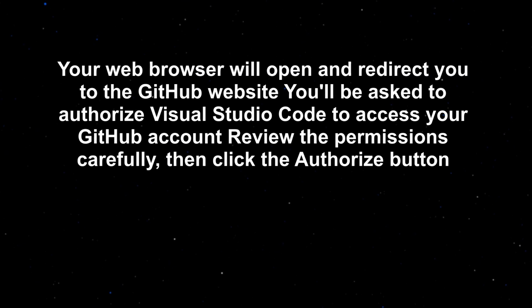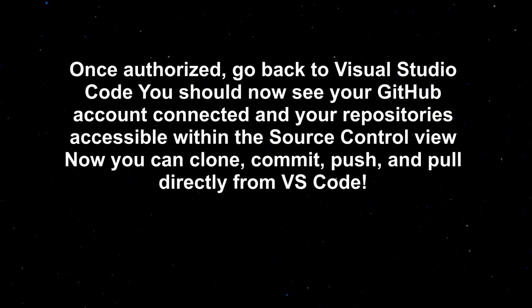Click Allow. Your web browser will open and redirect you to the GitHub website. You'll be asked to authorize Visual Studio Code to access your GitHub account. Review the permissions carefully, then click the Authorize button. Once authorized, go back to Visual Studio Code.